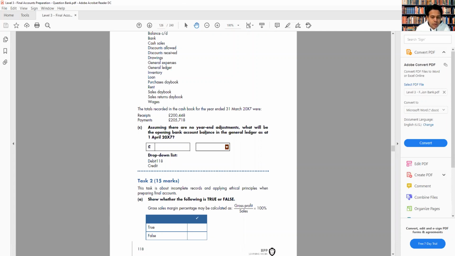assuming there are no year-end adjustments, what will be the opening bank account balance in the general ledger as at 1st April? So this one they're asking, once we have the opening balance, then if we look at how much we received in the bank and how much we paid from the bank, after that, how much will be the closing balance? If we have money left in the bank account, that will be the debit. If there is no money left in the bank, that will be the credit. So that will be the liability. That means we are using the overdraft.